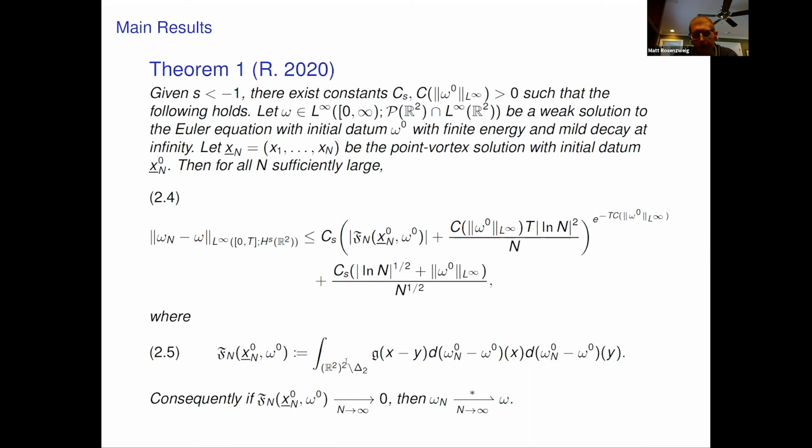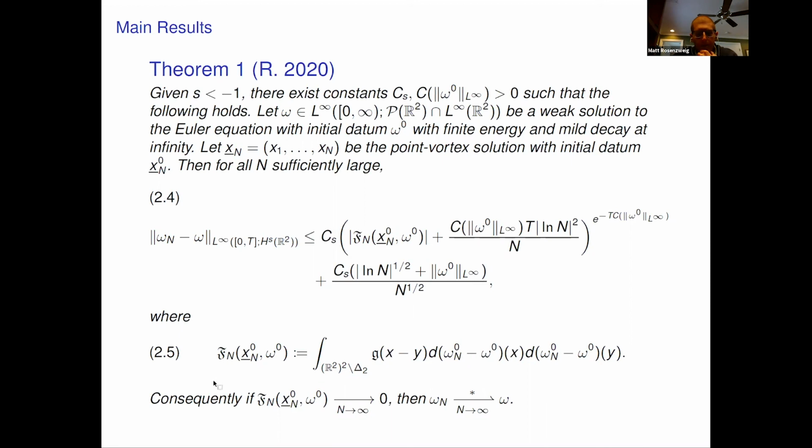And if you look at equation 2.5, you can see that this looks very similar to the Coulomb energy of omega n naught minus omega naught, except we've excluded the diagonal in the integration. And the reason, again, is because the point vortices don't make sense along the diagonal. You have this infinite self-interaction. We'll comment a little bit more about the relevance of this quantity right here momentarily.